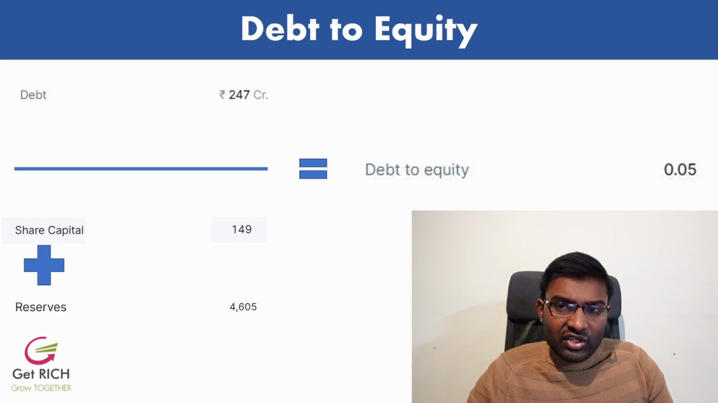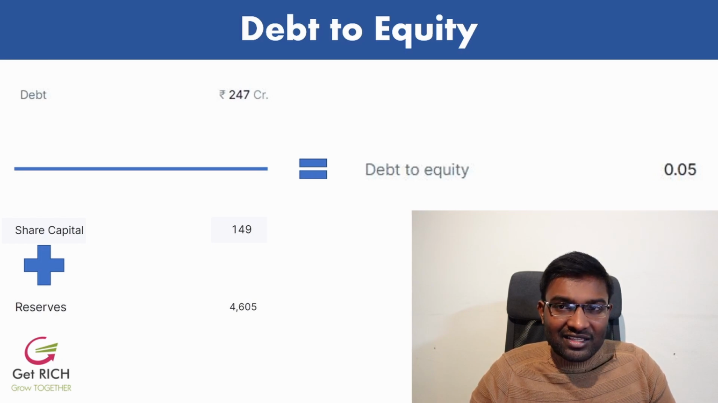And in the equity, what is equity? Equity is the total shareholders equity, which is assets minus liabilities. So if you subtract liabilities from assets, you get the total shareholders equity. In this case, if you just add the share capital of the particular company and the reserves they have, that's the shareholders equity. If you divide the debt by equity, then you arrive at the debt to equity ratio, which is important.